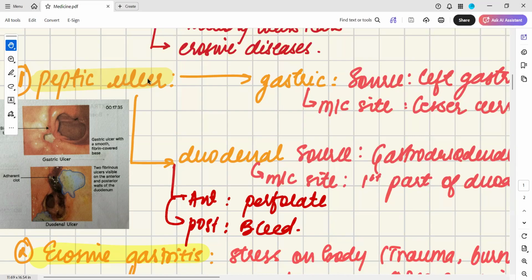Then the next common disease is erosive gastritis. When there is any type of stress on the body, like trauma, burns, raised ICP, or if the patient is on a ventilator for a long time, it leads to the formation of ulcer.